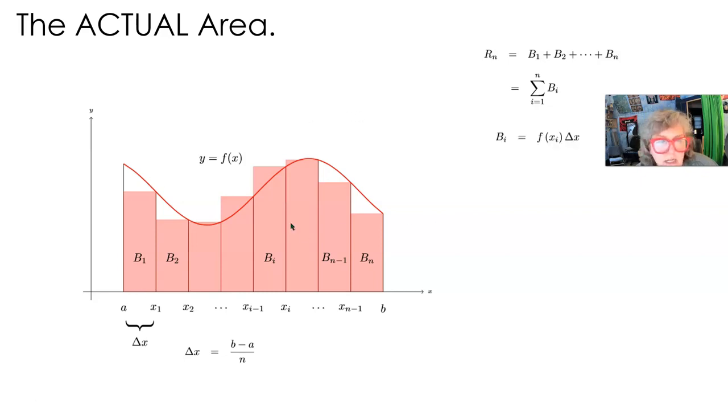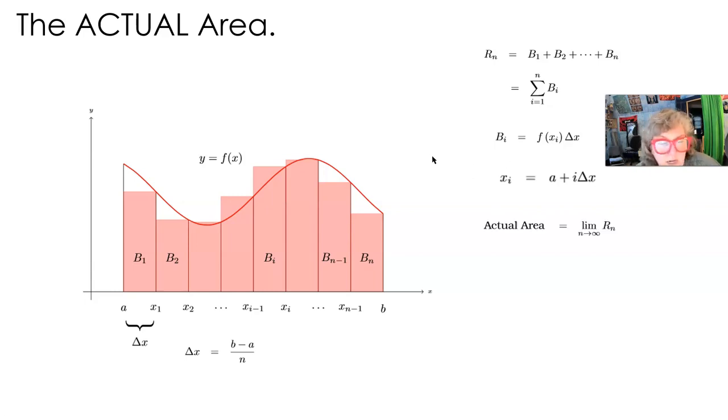Well, to do that, I need to find out what f of xi is. f of x1, x2. I need a generic statement for f of xi. Well, notice x1 is a plus delta x, x2 is a plus 2 delta x, x3 is going to be a plus 3 delta x. So in general, xi is a plus i times delta x.